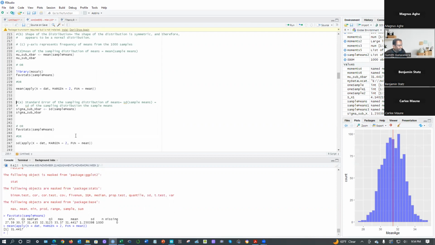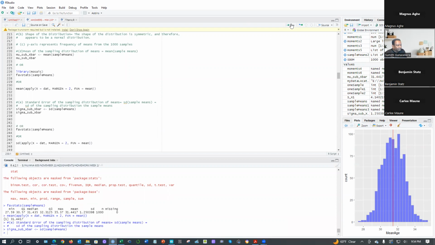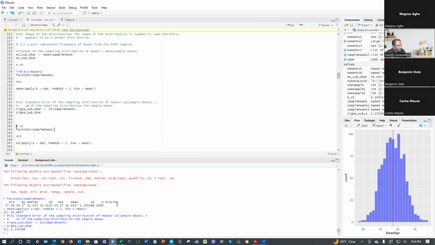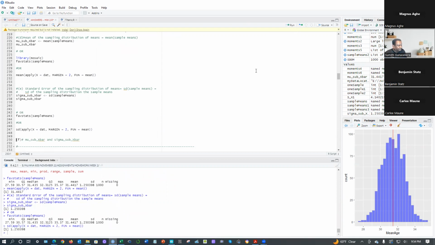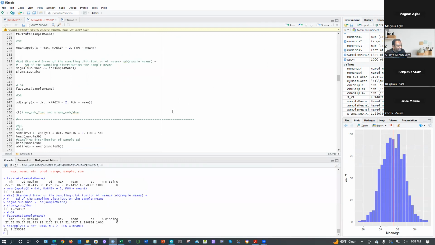Standard deviation is the same thing. Or go to the favorite stat, it's already there. Or get the SD of the apply and then get the SD of that. Same. They're going to ask which notation you use: mu sub x bar and sigma sub x bar. So in question number 3, you're going to do pretty much the same thing.